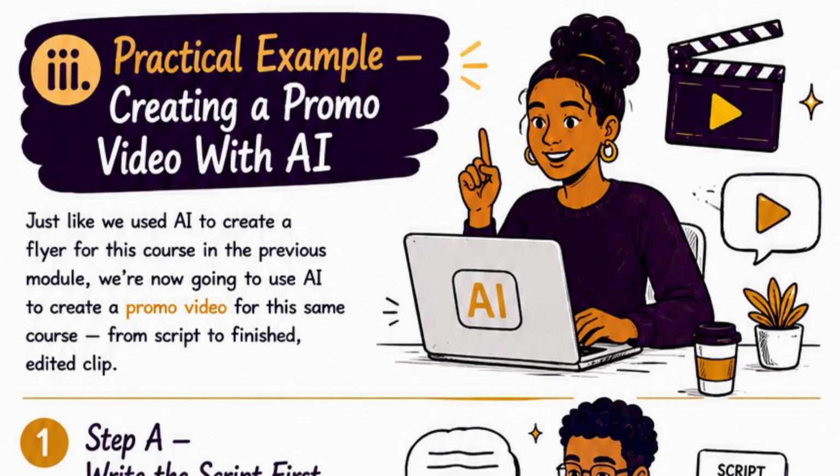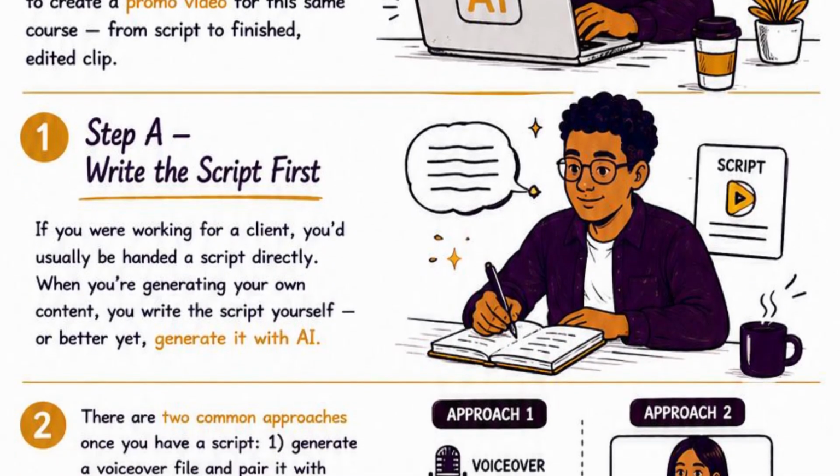Practical example: creating a promo video with AI. Just like we used AI to create a flyer for this course in the previous module, we are now going to use AI to generate a promo video for this same course, from script to finished edited clip. Step A. Write the script first.